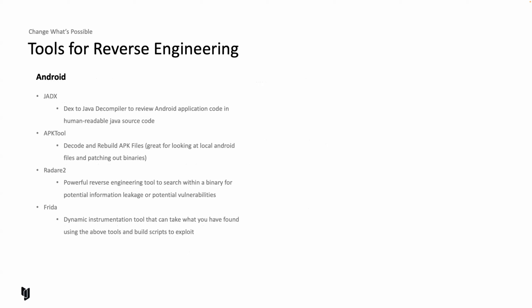But for Android specifically, there's not a whole ton of tools. Very commonly, everyone's using the same tools. JADX, which is a Dex to Java decompiler to review application code for Android in more of a human readable Java source code. So if you have any experience with Java, looking through the code when you use JADX will be fairly simple. It will make a lot more sense.